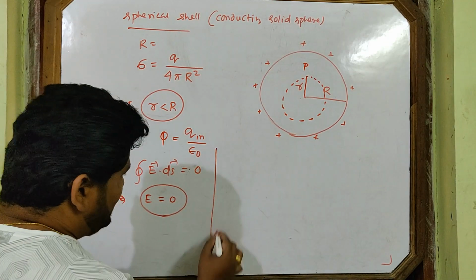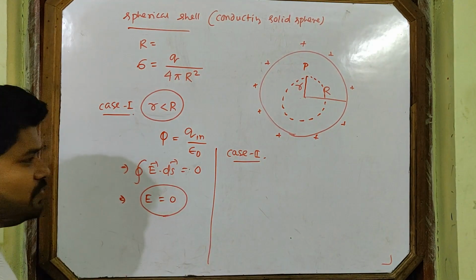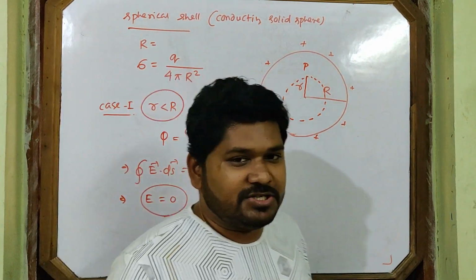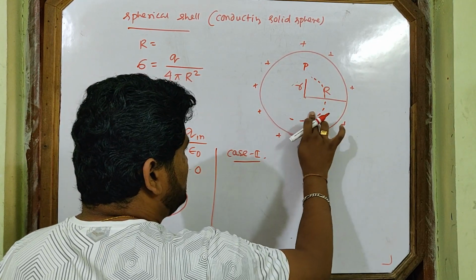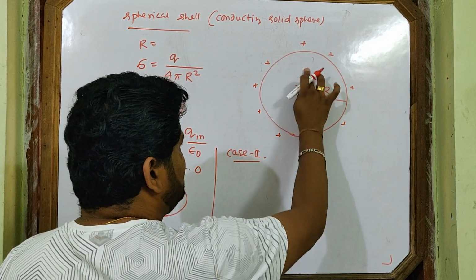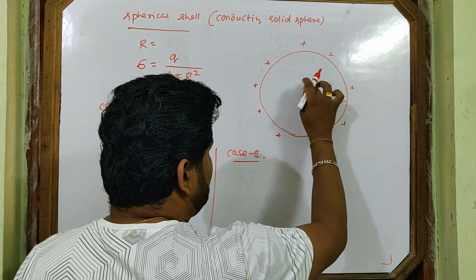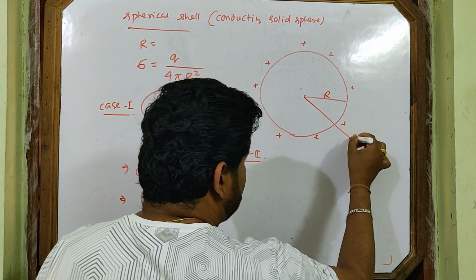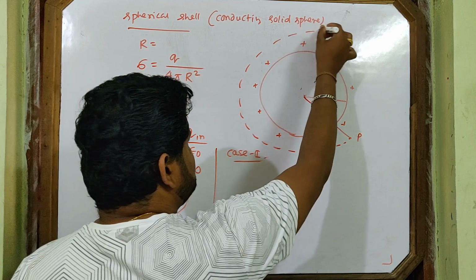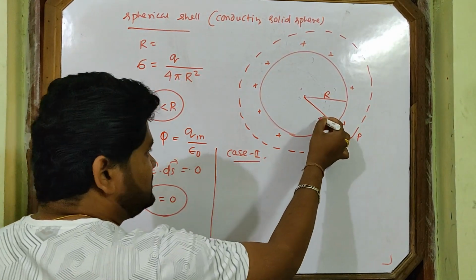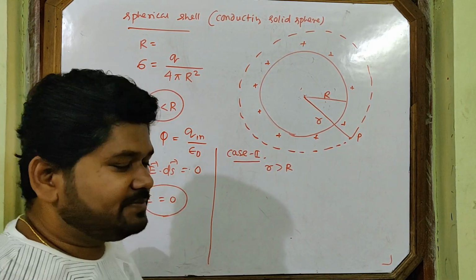Now come to case 2. Case 2 we will do outside the surface. Consider a point P outside now. I am drawing another figure for that. Outside, we take one point P here and draw the Gaussian surface. This is the Gaussian surface, at a distance small r. When outside, small r is greater than capital R.